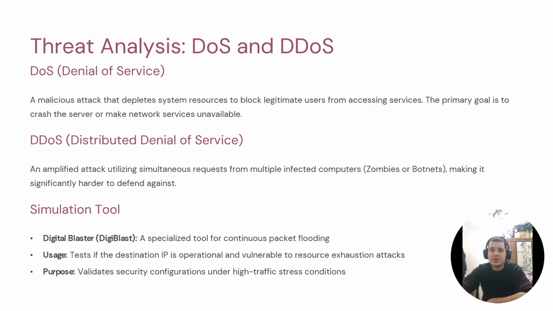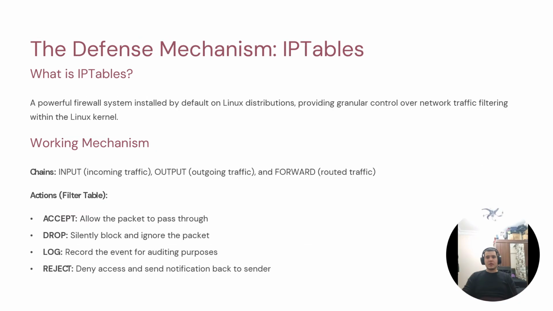For the purpose of analysis and testing, we use a simulation tool called Digital Blaster, or DigiBlast. This tool generates continuous packet flows, allowing us to stress test the network. It helps determine if the destination IP is vulnerable and whether our security measures can withstand high traffic conditions.